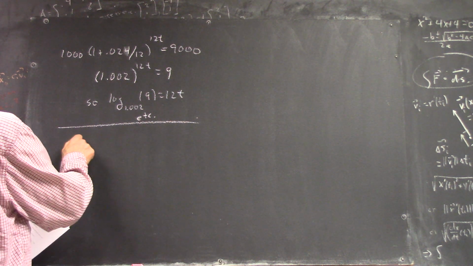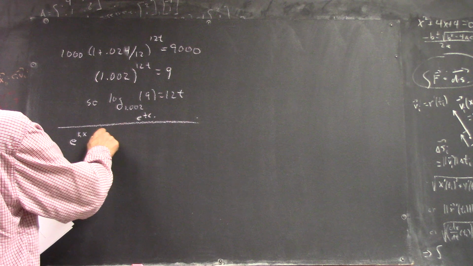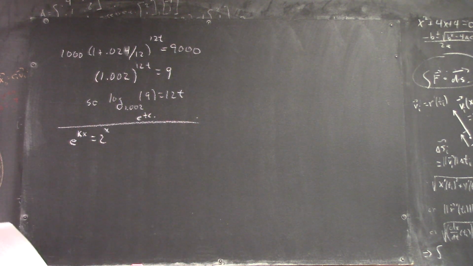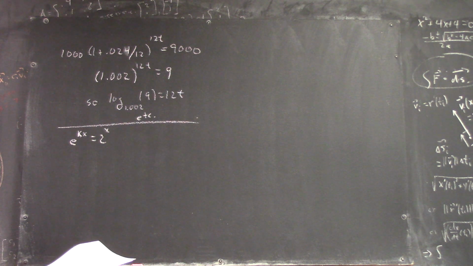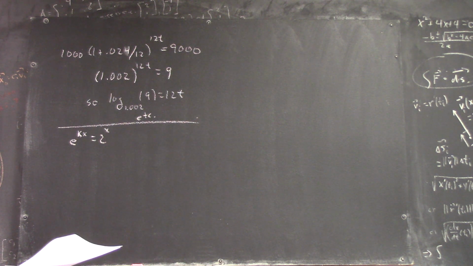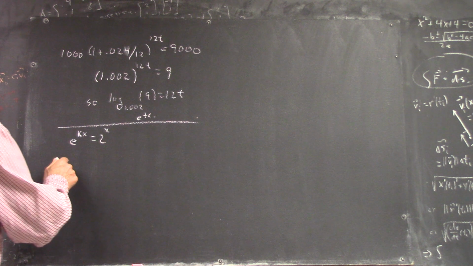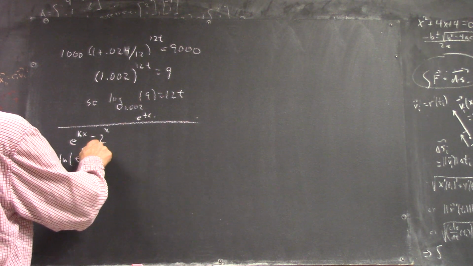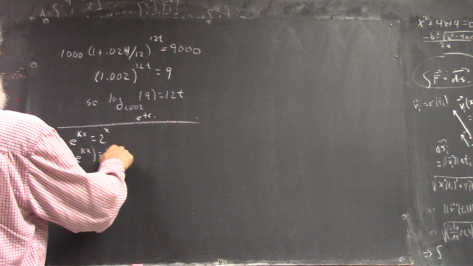Okay, now this is kind of on the homework. e to the kx equals 2 to the x. What do you do here? Well, we actually did it last time. I think it was last time.